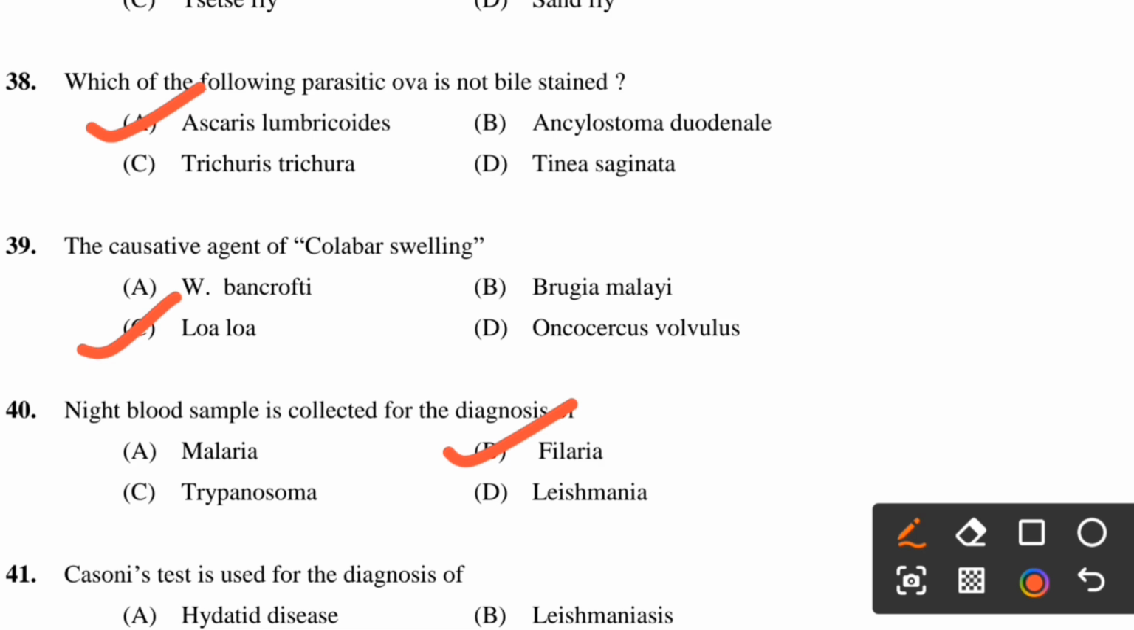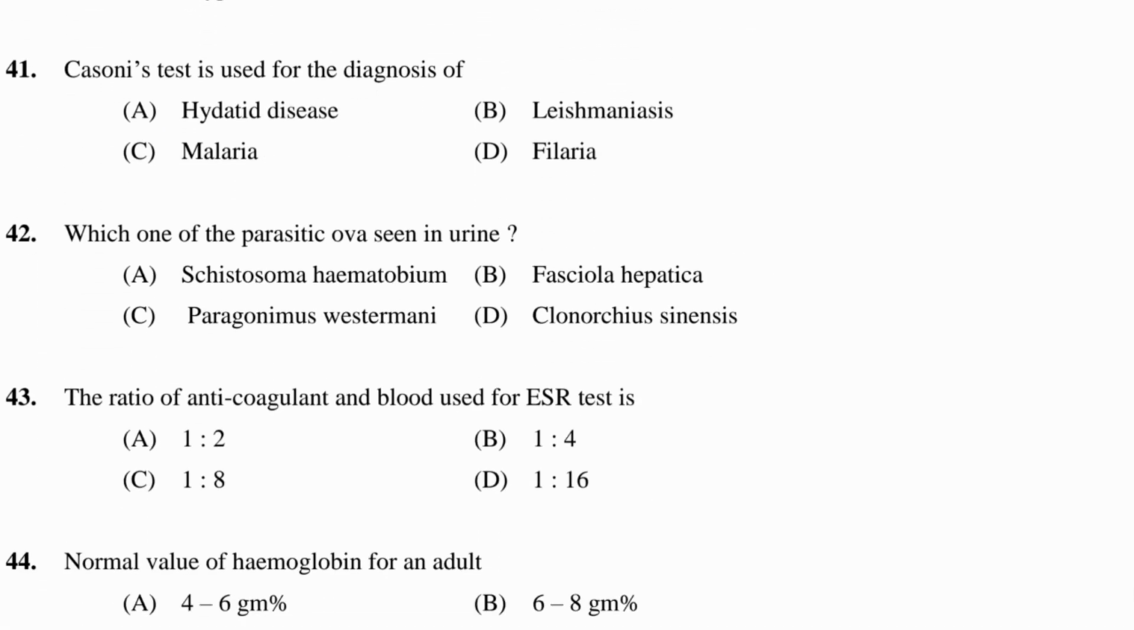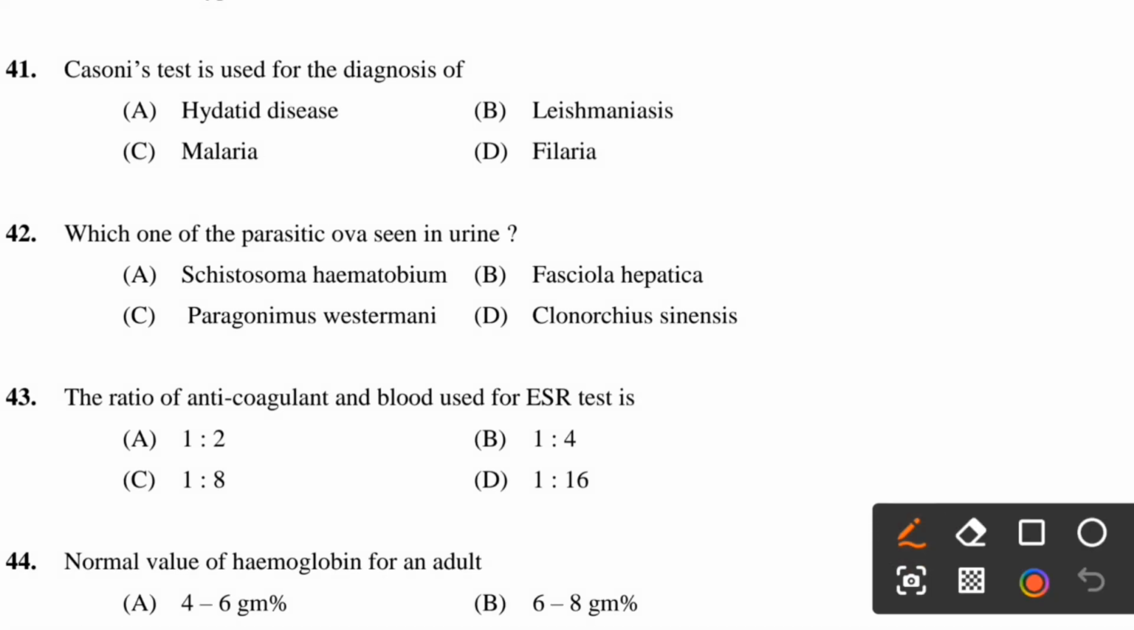Next one, Casoni's test is used for the diagnosis of: hydatid disease, leishmaniasis, malaria, filaria. The right answer is option A, hydatid disease. Next one, which one of the parasitic ova seen in urine? Schistosoma haematobium, Fasciola hepatica, Paragonimus westermani, Clonorchis sinensis. Right answer, Schistosoma haematobium. Next question, the ratio of anticoagulant and blood used for ESR test is 1:2, 1:4, 1:8, 1:16. The right answer is 1:4.